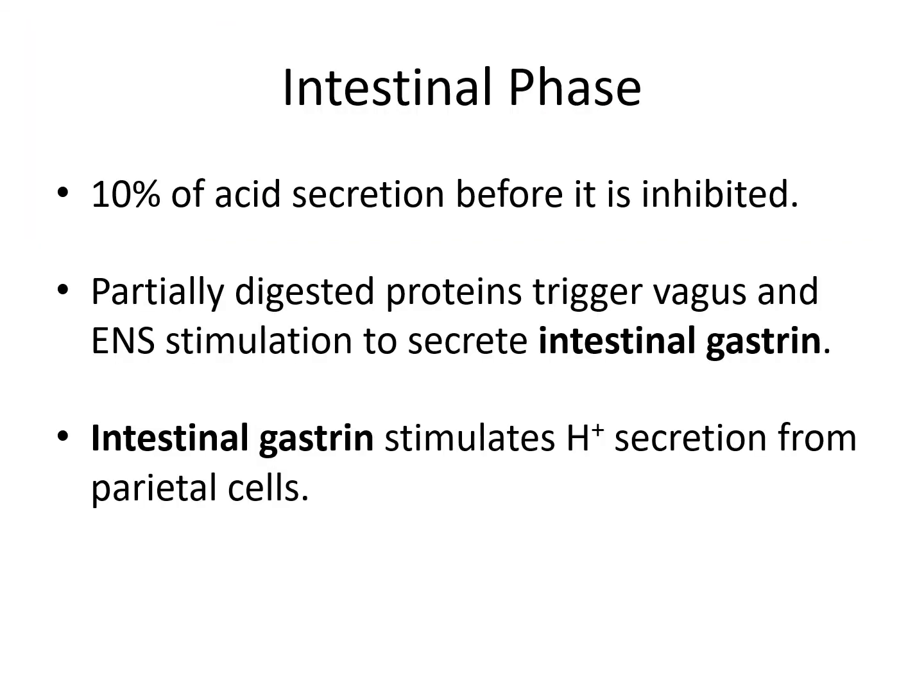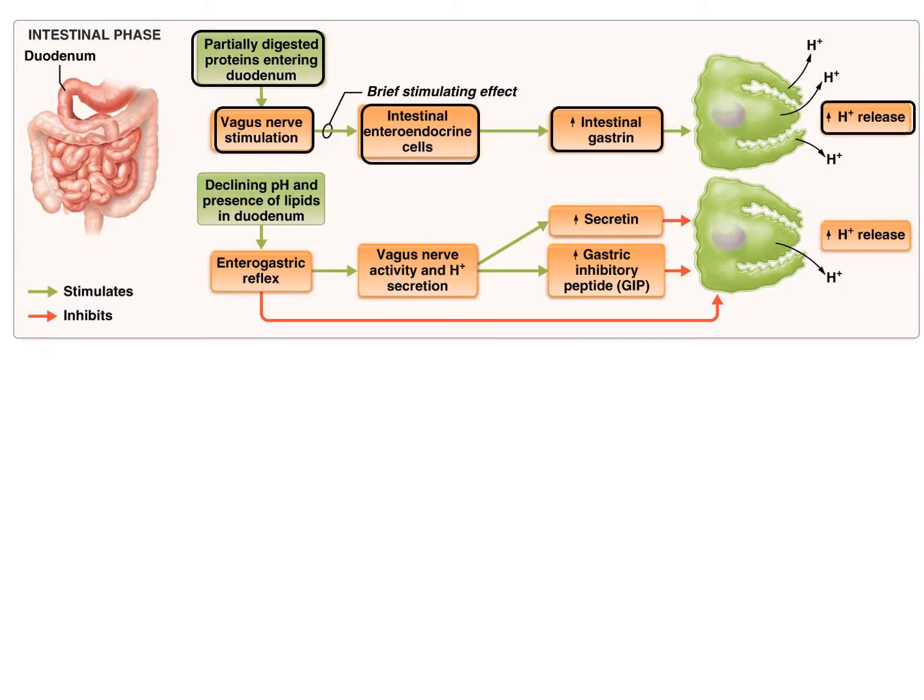Now the next phase of acid secretion is the intestinal phase. And this adds another 10% of acid secretion before it is inhibited. Okay, so it is a continuum. It doesn't completely shut off automatically. So partially digested proteins trigger vagus and enteric nervous system stimulation to secrete intestinal gastrin. Intestinal gastrin stimulates hydrogen ion secretion from parietal cells. So this continues on to produce another 10% of acid secretion. Okay, so here's the intestinal phase. Okay, so this top pathway continues for a while longer.